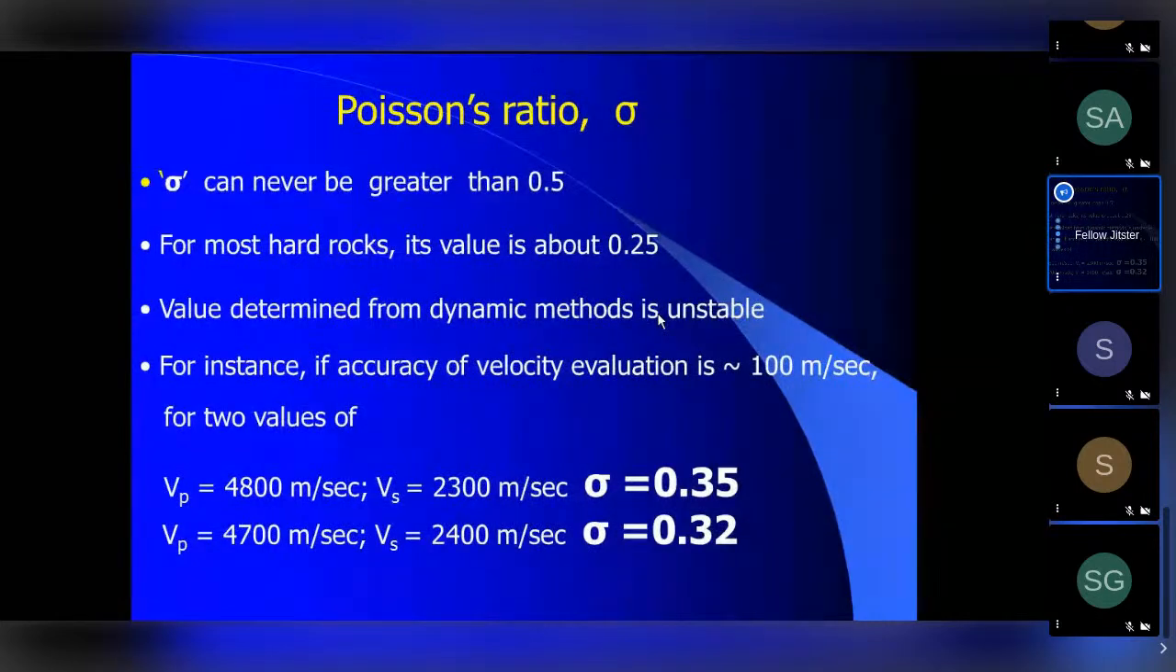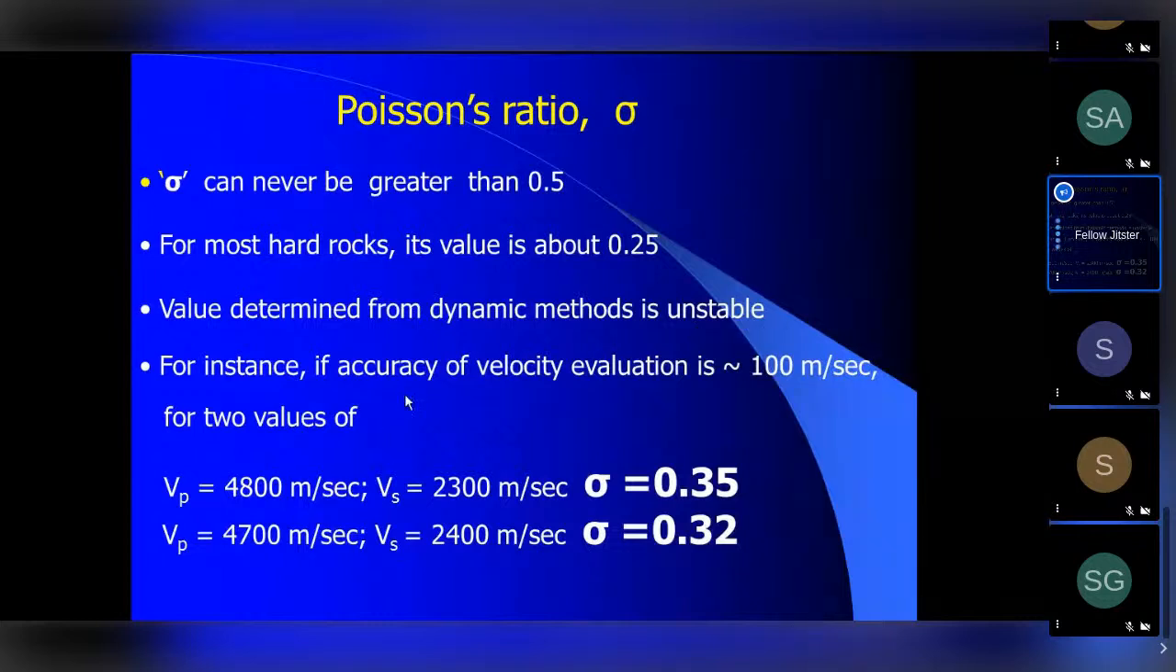If it is a static method, where I can apply large stress and very large strain, the displacement is very large, they are called static methods. That is done by resonant column, and civil engineers do it. So that value is not of our concern. Our concern is the dynamic, which is seismic. So the value determined from the dynamic method is unstable.